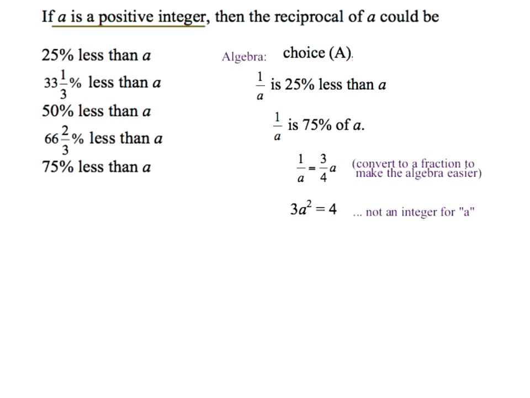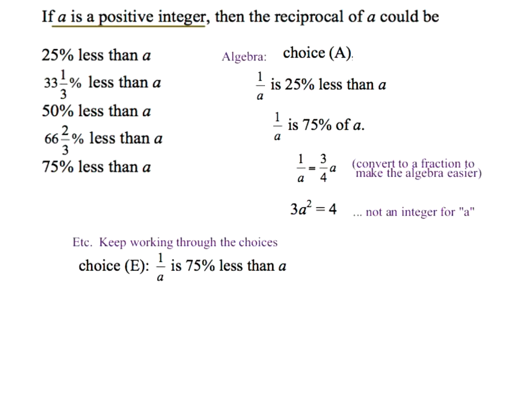So, et cetera, keep working through the choices. So eventually you'll get to choice E. Choice E states that 1 over A is 75% less than A, which means that 1 over A is 25% of A. So once you get there, again, 75% less than is 25% of. Make sure you can make these connections too. Make sure you know that this is the same as that. So 75% less than something is the same as 25% of the something.